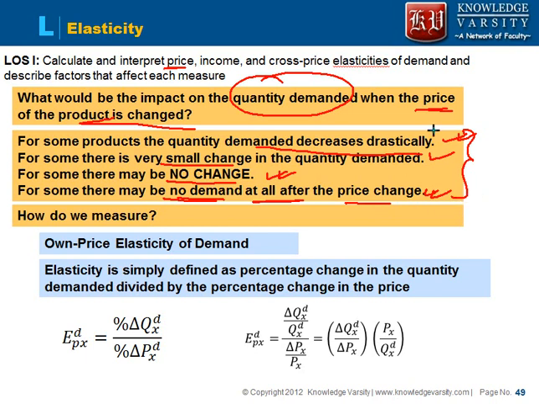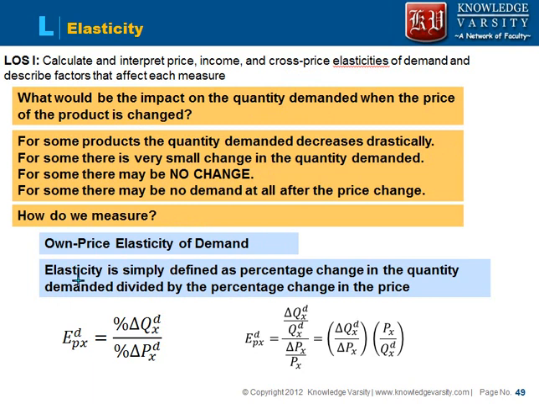The measurement of this impact on the quantity with respect to the price is called the elasticity. We call this own price elasticity of demand. Why own price? Because we are interested in the change in quantity with respect to the change in the price. So let us see the definition. Elasticity is defined as the percentage change in the quantity demanded divided by the percentage change in the price.